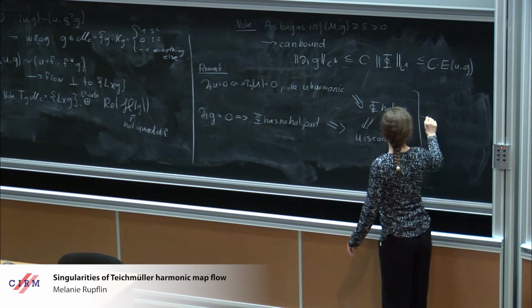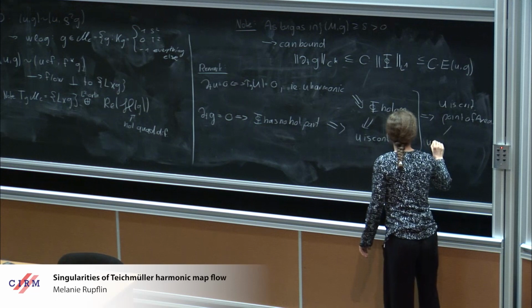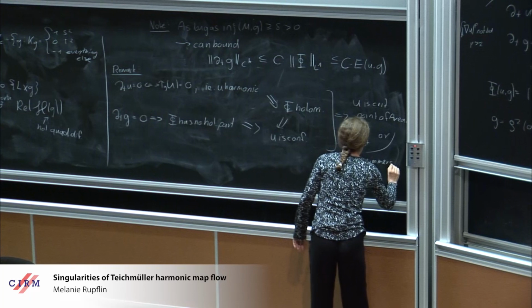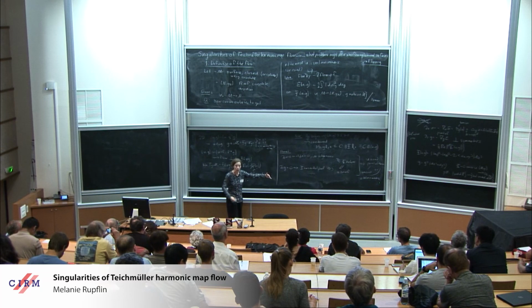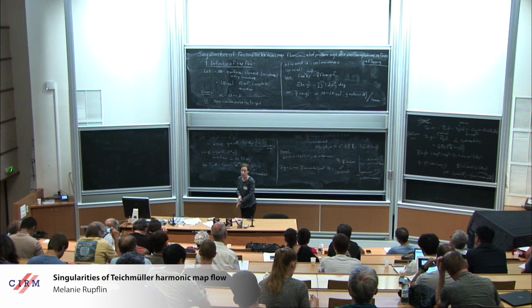So together this implies that u is a critical point of the area. And this is either the trivial one, u is constant, or the interesting one, u is a branched minimal immersion. So the flow, if it works, if we have solutions for all times, because it's a gradient flow, it should converge, at least along a suitable sequence, to a critical point of the energy, and that critical point will be the objects that we encounter.